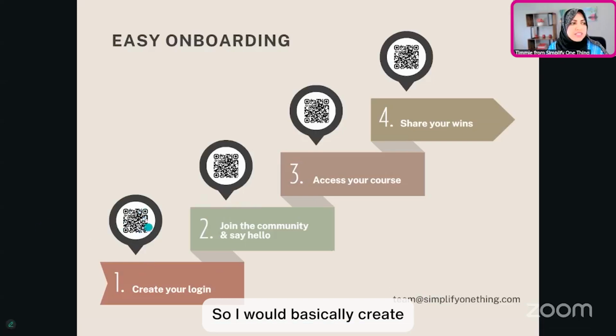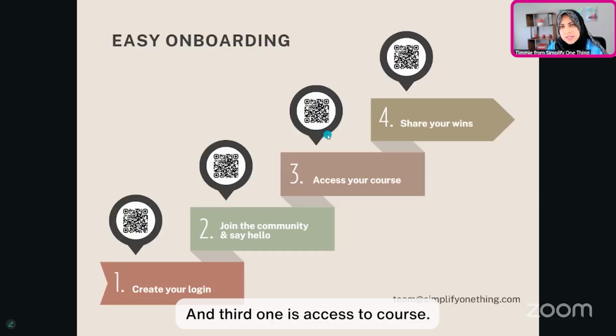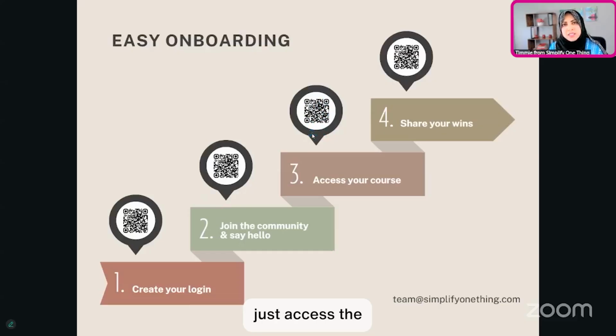So I would basically create a QR code inside OneTech for that specific link, and I would include that in here. Then for my community, I may create the QR code either for the portal itself or to the specific community and give them that. And third one is access the course. I could make this a generic one where they can just access the courses section, or I can make it very specific to the course that I want them to get to.